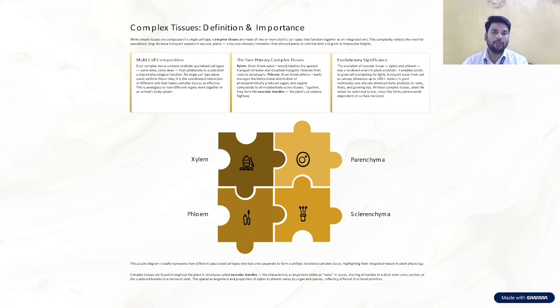The phloem, from the Greek word phloeos, meaning bark, manages the bidirectional distribution of the photosynthetically produced sugars, that is carbohydrates and organic compounds, to all the metabolically active tissues. Together they form a vascular bundle, the plant's circulatory highways.